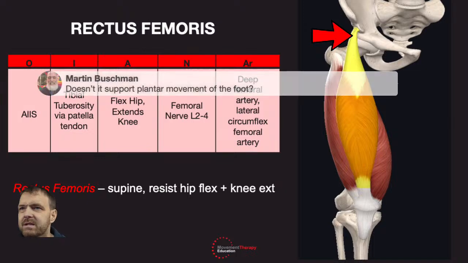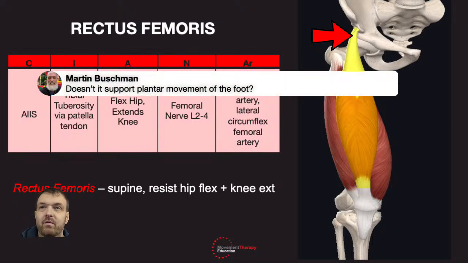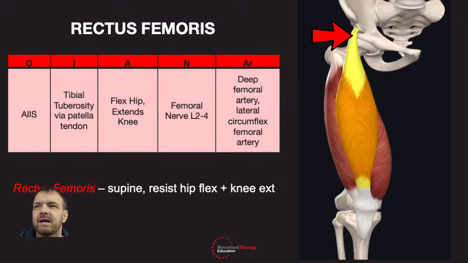Let's have a look. Sorry, Martin, I've missed your question there. I've no idea what you're relating to. Doesn't it support plantar movement of the foot? I think you might be talking about plantaris. Yes, if you are talking about plantaris, then again, it's a weak plantar flexor of the foot. If you weren't talking about plantaris, then let me know and I'll try and answer that.